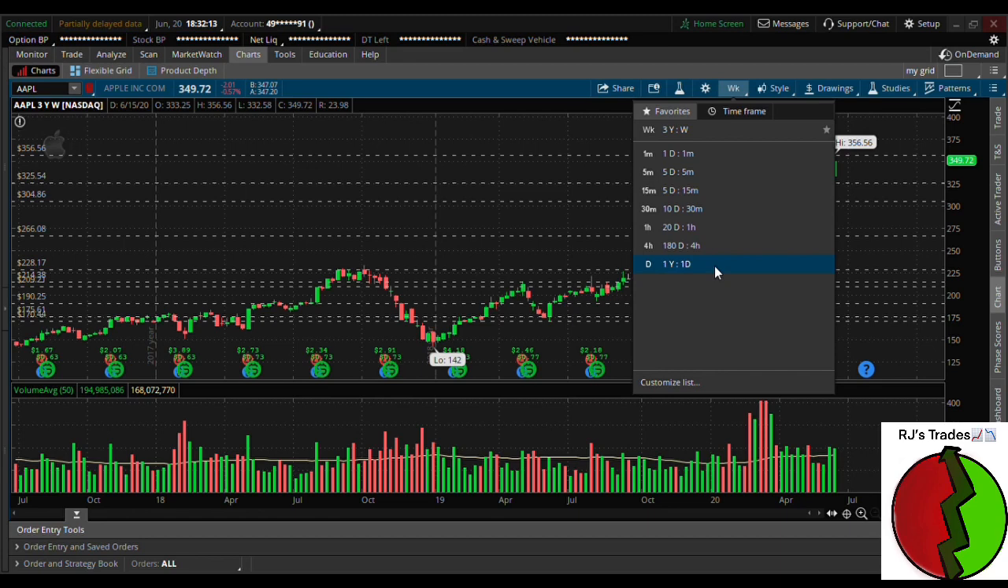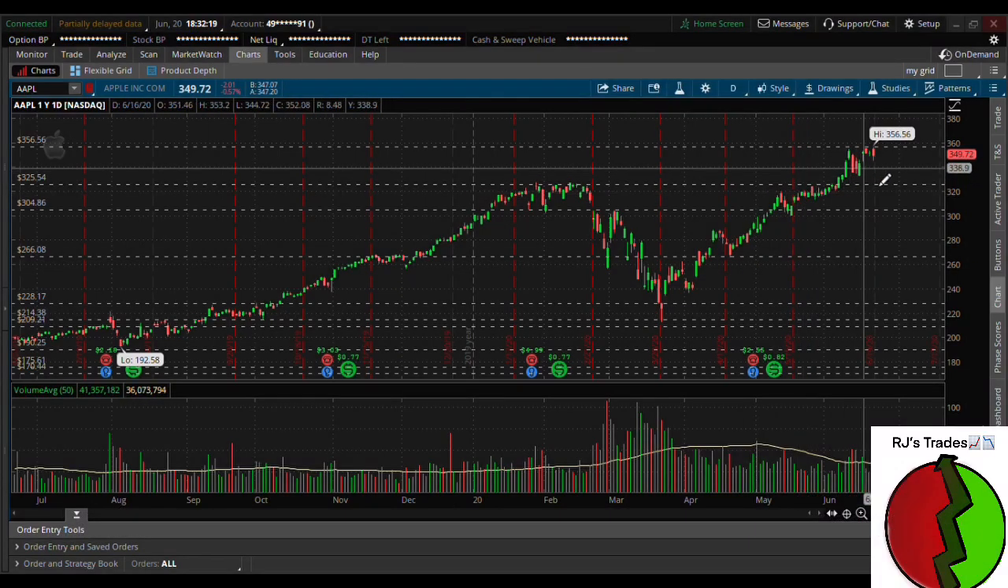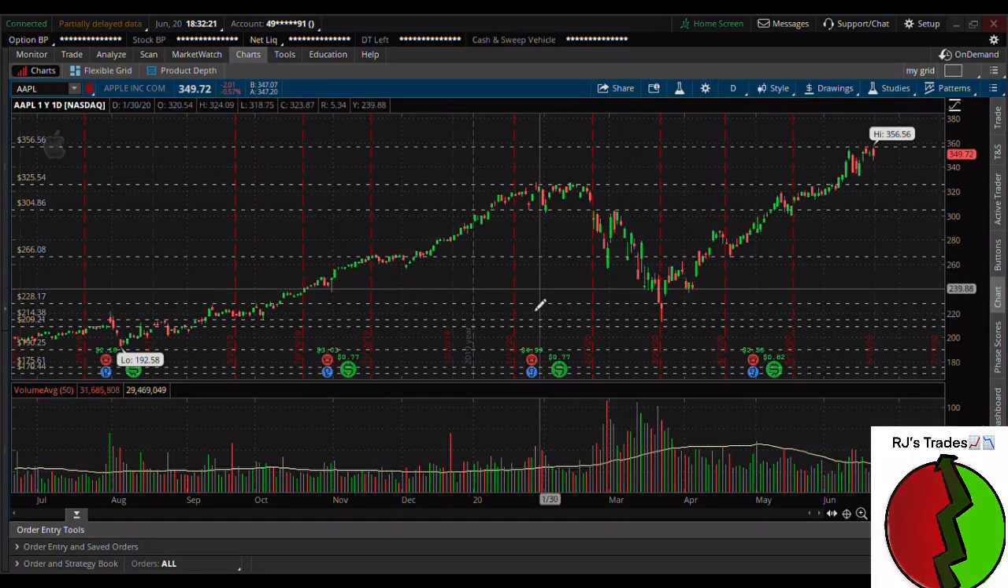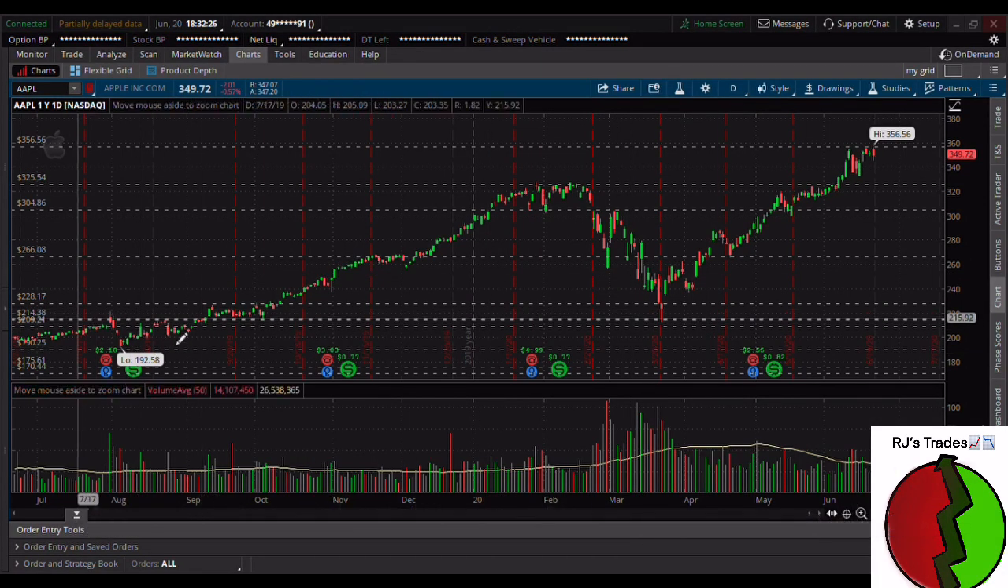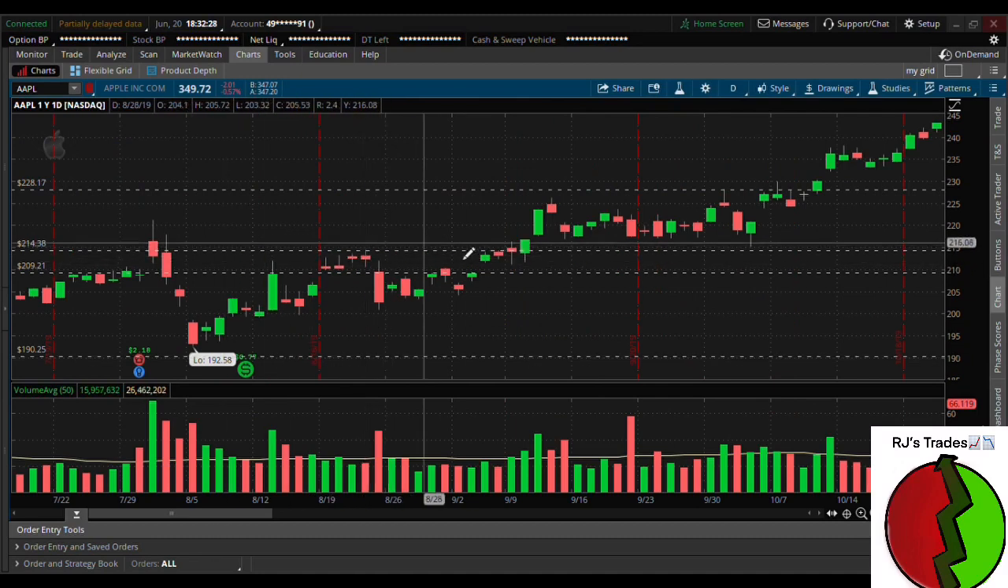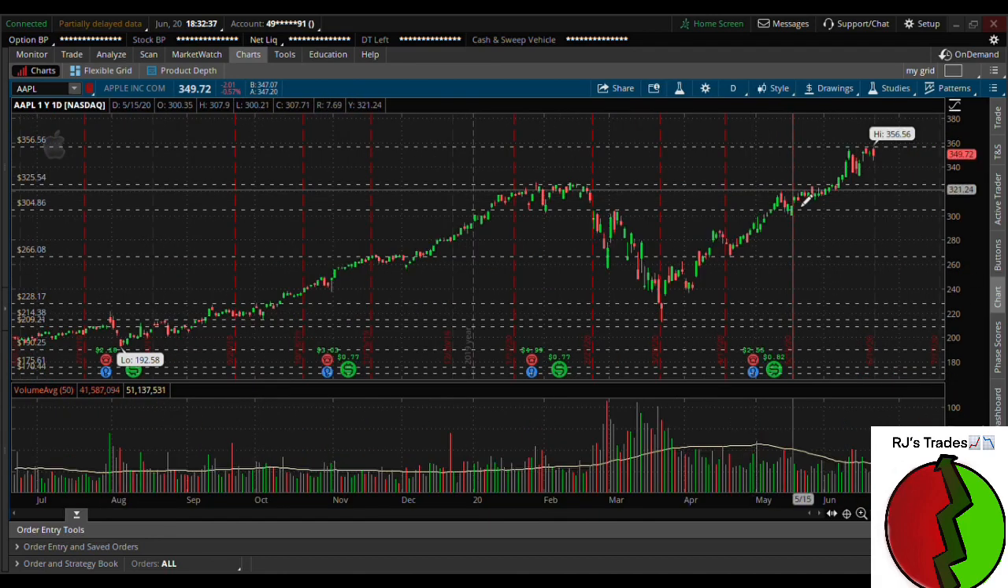Since I've done all of my supports and resistances on the weekly chart, I'm going to come down to the daily. Something you should notice is that my points, as I move down, are still hitting at the places where I charted. We look here, my points are still hitting at the points that I plotted on the weekly chart. As long as it's hitting at least twice, it's valid. You want to make sure that it's touching, because that lets you know that you plotted accurately.